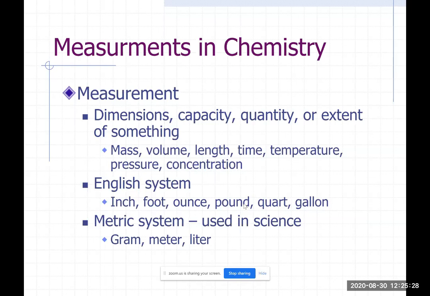There are two systems of measurements we're going to look at. One is the English system, which you're probably familiar with, where we measure inches, feet, ounces, pounds, quarts, gallons, miles. The metric system, however, is the system that's used more often in science, where the base measurements are grams, meters, and liters for mass, length, and volume. And you'll begin to see why these are the base measurements, because all of the powers of 10 in the metric system relate back to the base.